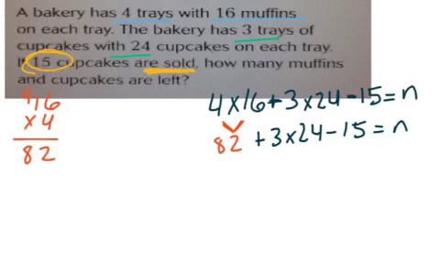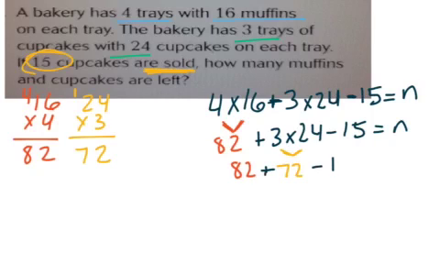Okay, now my next step is to solve my other multiplication problem. I have 24 times 3. 3 times 4 is 12. I carry my 1. 3 times 2 is 6, plus 1 more is 7. 72. Now I have to bring everything else down. I bring my 82 down. Minus 15 is equal to n.